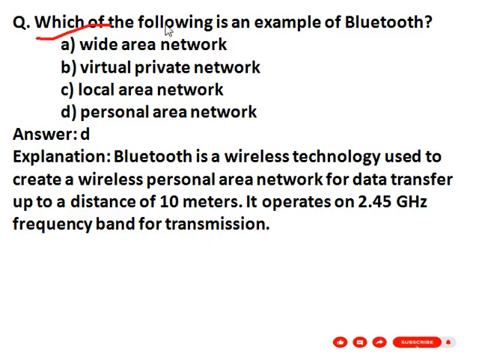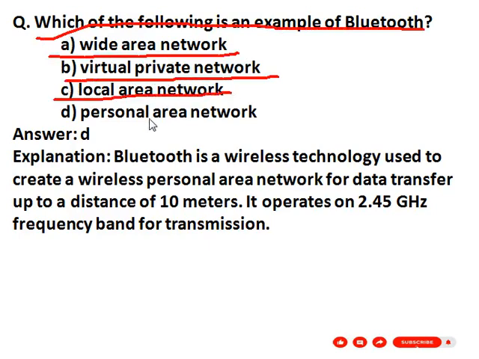Which of the following is an example of Bluetooth? Given options are A, wide area network, B, virtual private network, C, local area network, D, personal area network. Your correct answer is option D, personal area network.